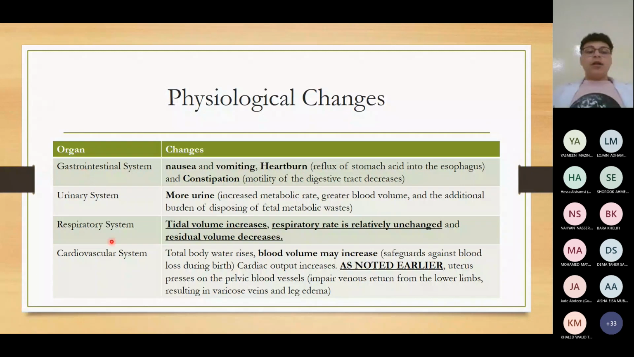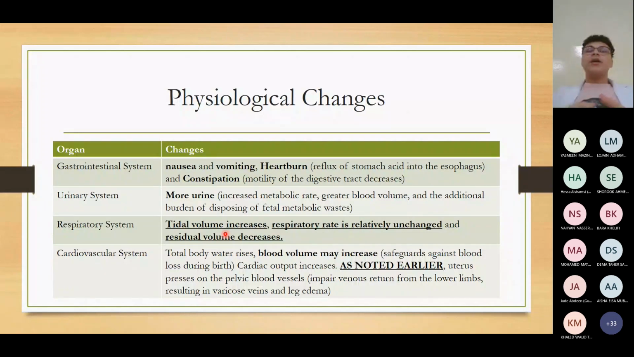Respiratory system. I've seen that they mentioned tidal volume, respiratory rate, and the residual volume. These exact key terms you're going to be discovering in the respiratory system chapter. I'm just going to be talking about them briefly. Tidal volume is basically the volume of air you exhale and inhale. So it does make sense that you're having an extra baby, you need extra oxygen. So the tidal volume is going to increase. The inhalation and the exhalation volume of air is going to increase.